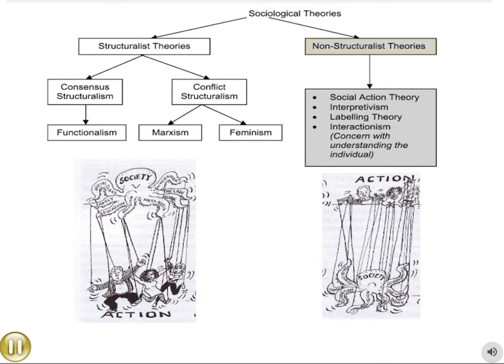Therefore, having done functionalism, Marxism, and feminism as structuralist theories, we can say that they're all similar in as much as they are all looking at society as a whole. In contrast with the action theories that we'll be looking at in more detail, they adopt a different micro approach to studying and understanding society.